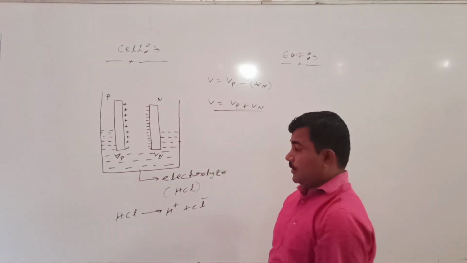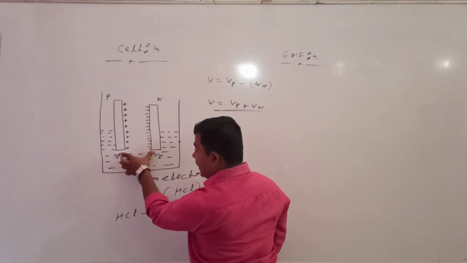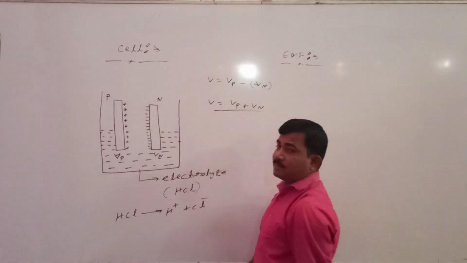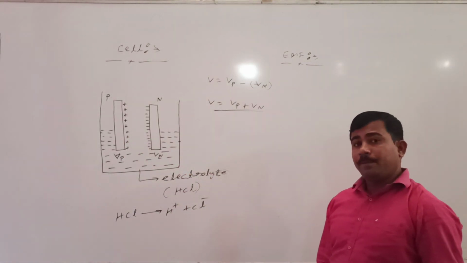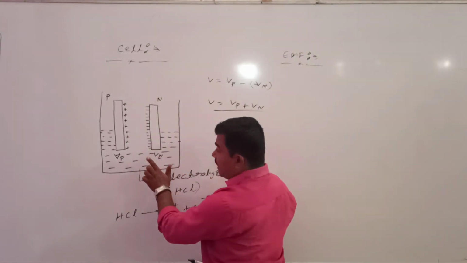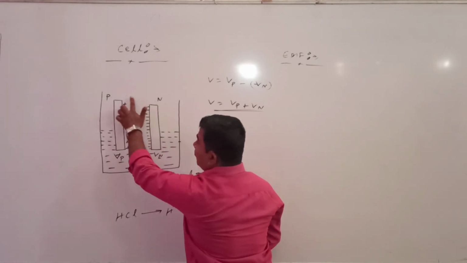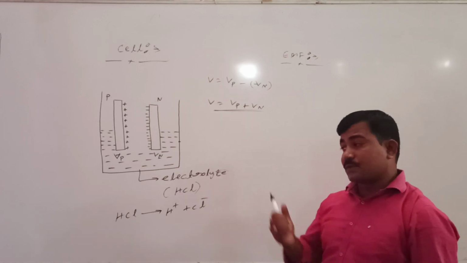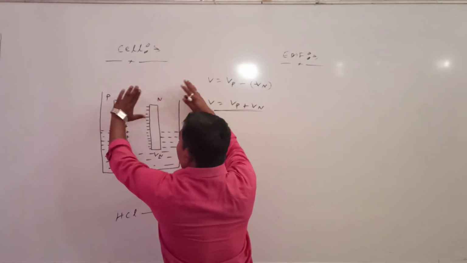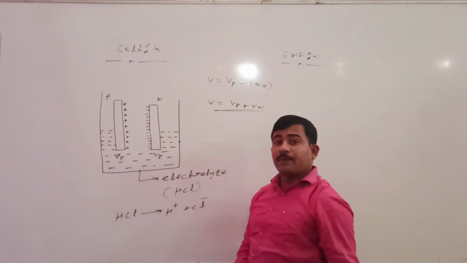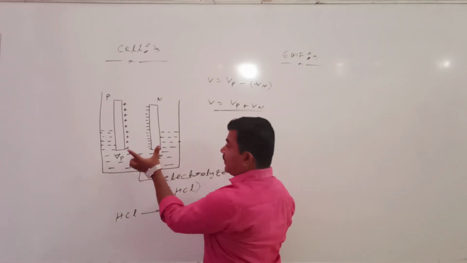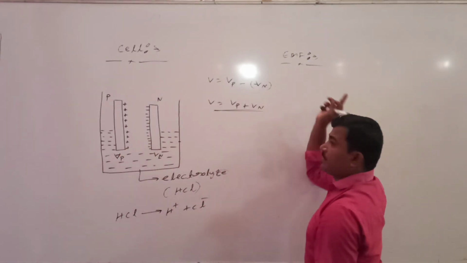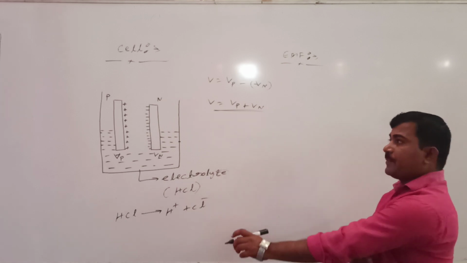What is the EMF? It is the potential difference between electrodes when no current is drawn from the cell, or the work done in driving a unit positive charge once around the closed circuit. This we are calling EMF. Simply, when no current is drawn from the cell, whatever potential difference develops between the two electrodes, that we are calling EMF.